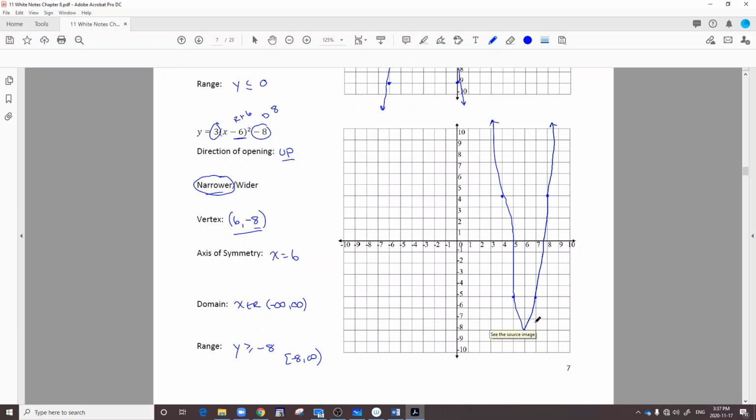Are you over 1 up 1? Or are you getting stretched by 2? Or are you getting compressed by a half? And then you figure out what it's going to look like from there. Hopefully this makes sense. Go give your graphs a go, move on to the textbook, and hopefully this will be clear sailing.